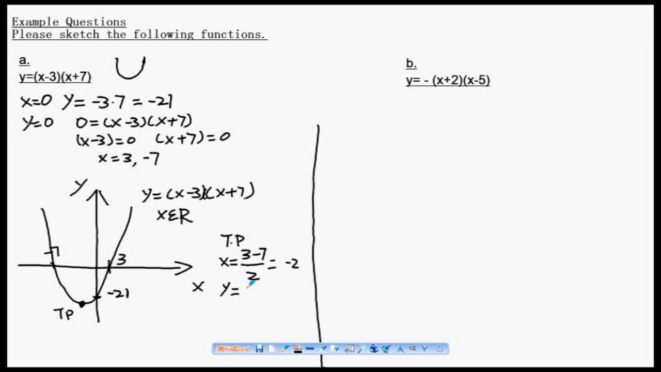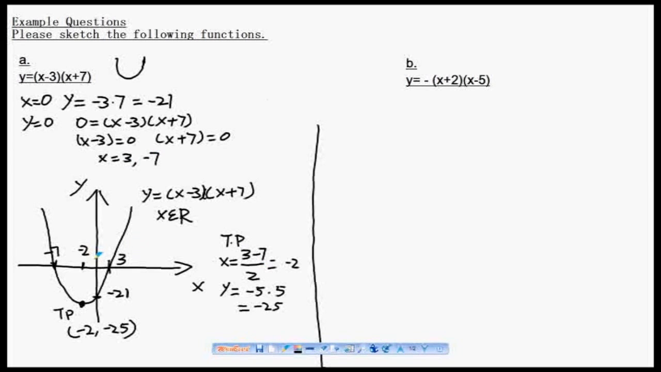In this case, y will be minus 5 times 5, so y will be minus 25. So your turning point here is going to be minus 2 and minus 25. That's how we sketch the graph. Always remember the turning point's x value is in between the x-intercepts. You find minus 2 by 3 plus minus 7 divided by 2.